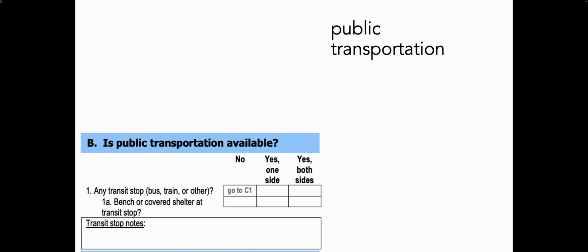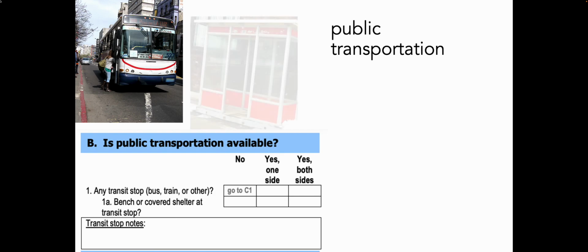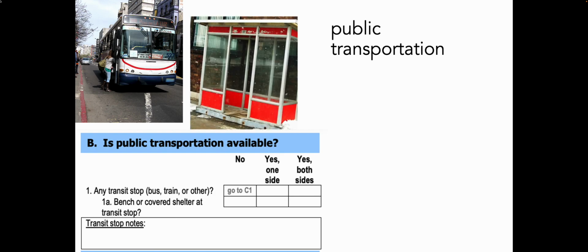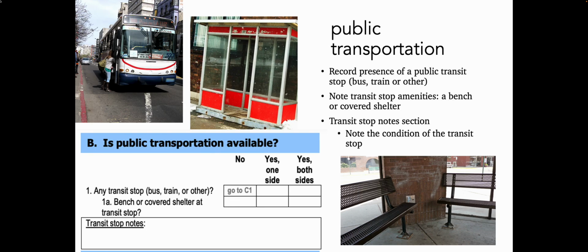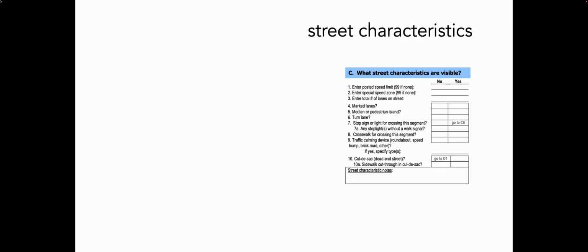In the next section of the tool, you'll note whether there is a public transit stop available. This includes a bus stop, train stop, or other types of transportation that might be available. In the notes space at the end of the section, describe the condition of the transit stop, including whether it has amenities that would make it easy or attractive to use, or if it is dirty or inaccessible, discouraging use.